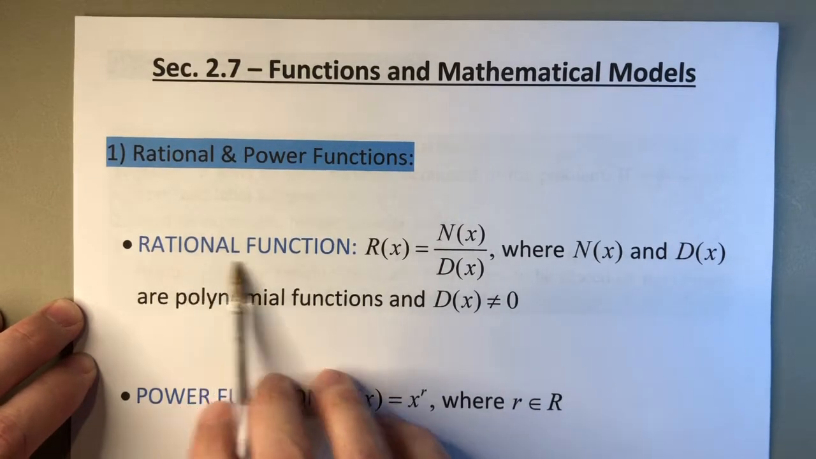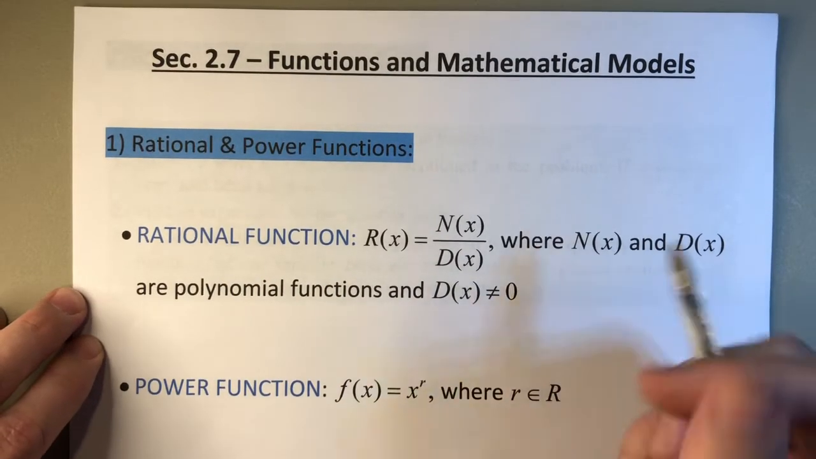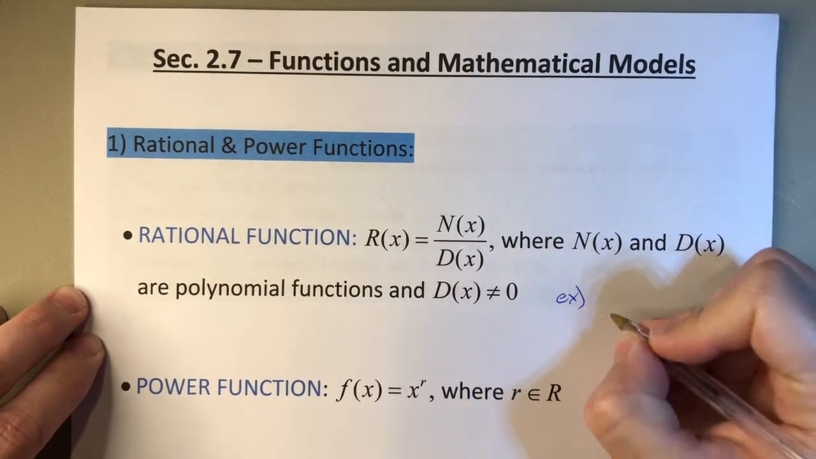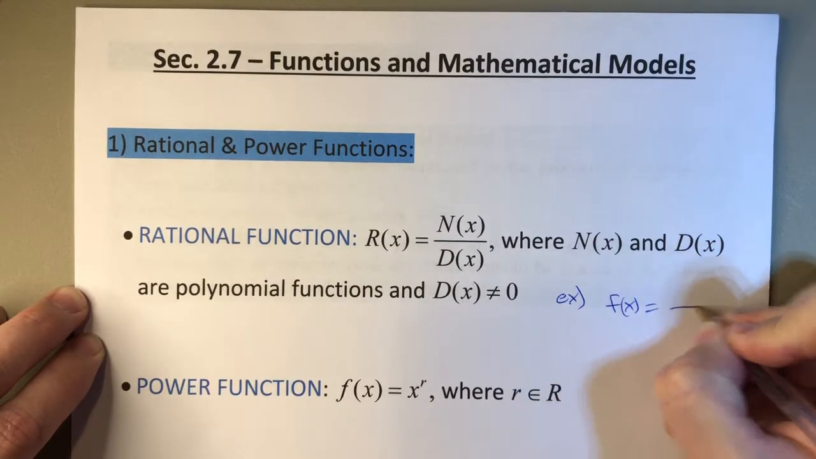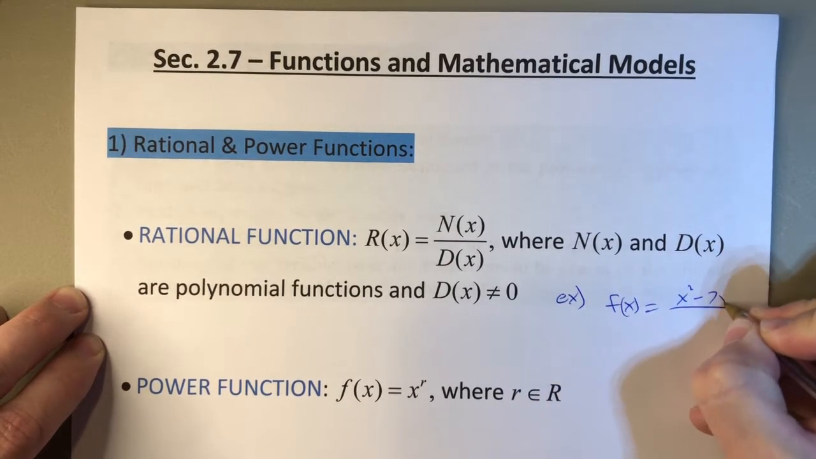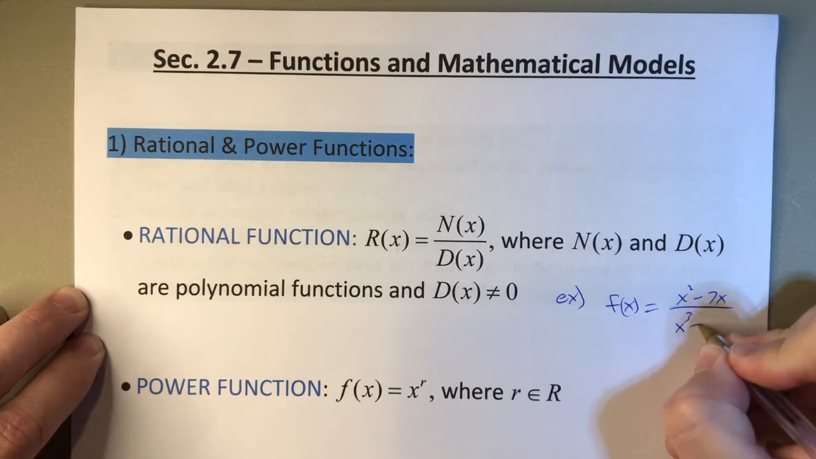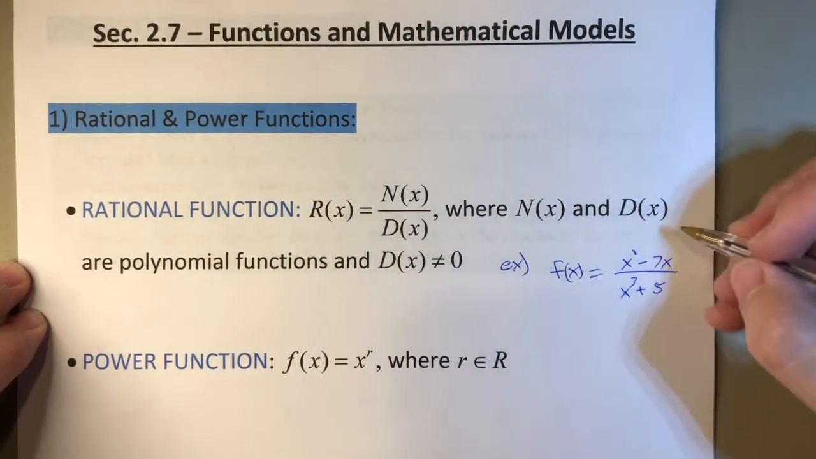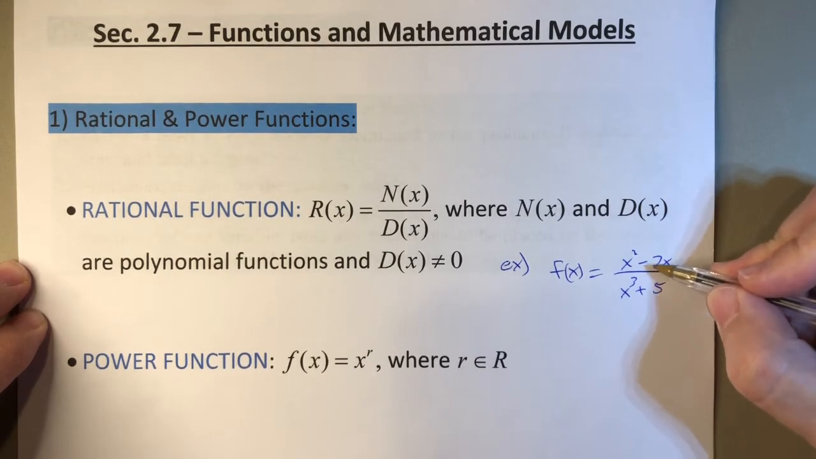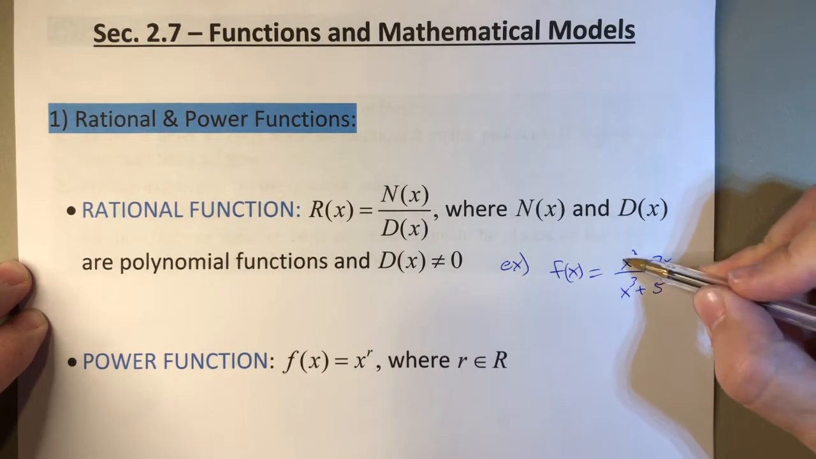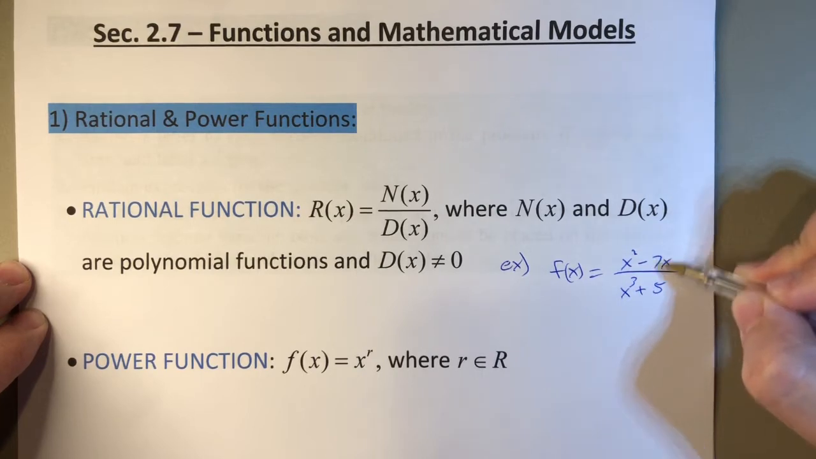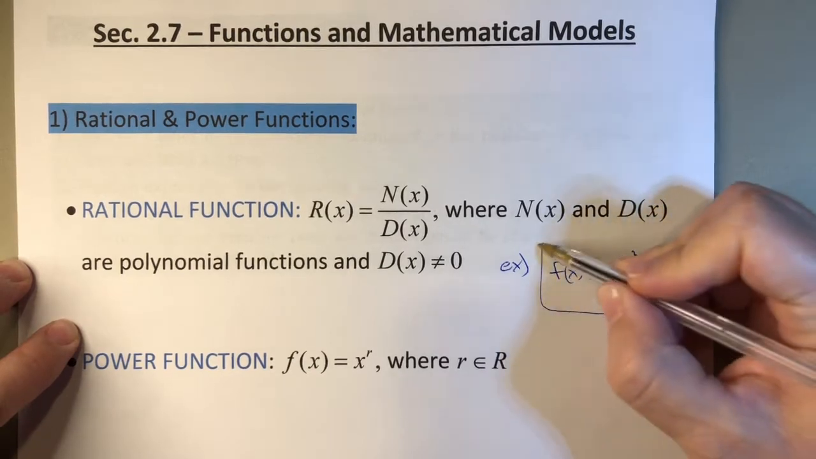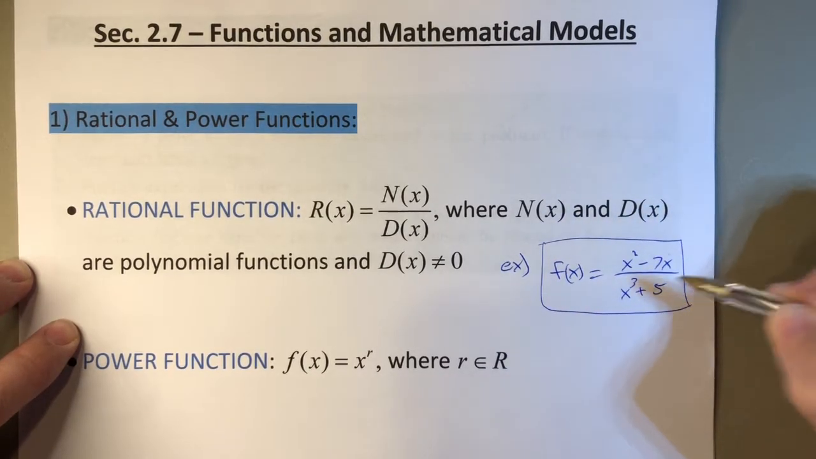You need to understand what a rational function is. We talked about this already, but just know, for example, if you see something like this, this is an example of a rational function. It's just a quotient, right? It's just a polynomial function in the numerator divided by another polynomial function in the denominator. So if you see something like this pop up, just make sure you know that it is a rational function.